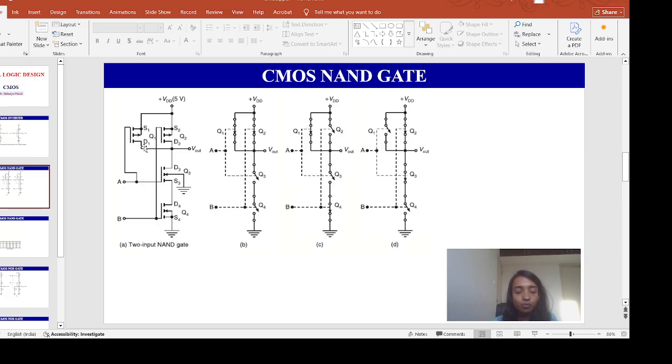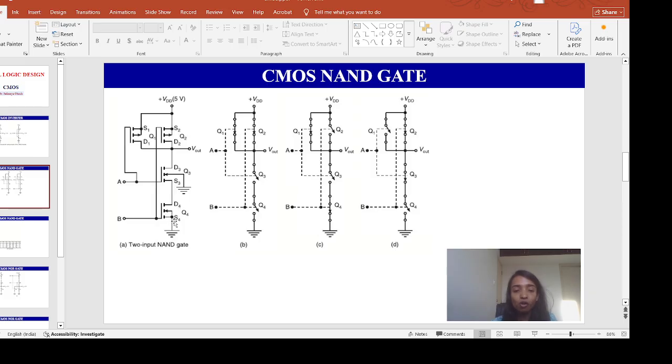VGS1 and VGS2 both will be minus 5 volt, because I have applied A and B both 0, right? So VGS1 and VGS2 both will be minus 5 volt. What will happen to VGS3 and VGS4? These VGS3 and VGS4 will be 0 volt. Okay. So Q1 will be on, Q2 will be on, and Q3 will be off, and Q4 will be off.